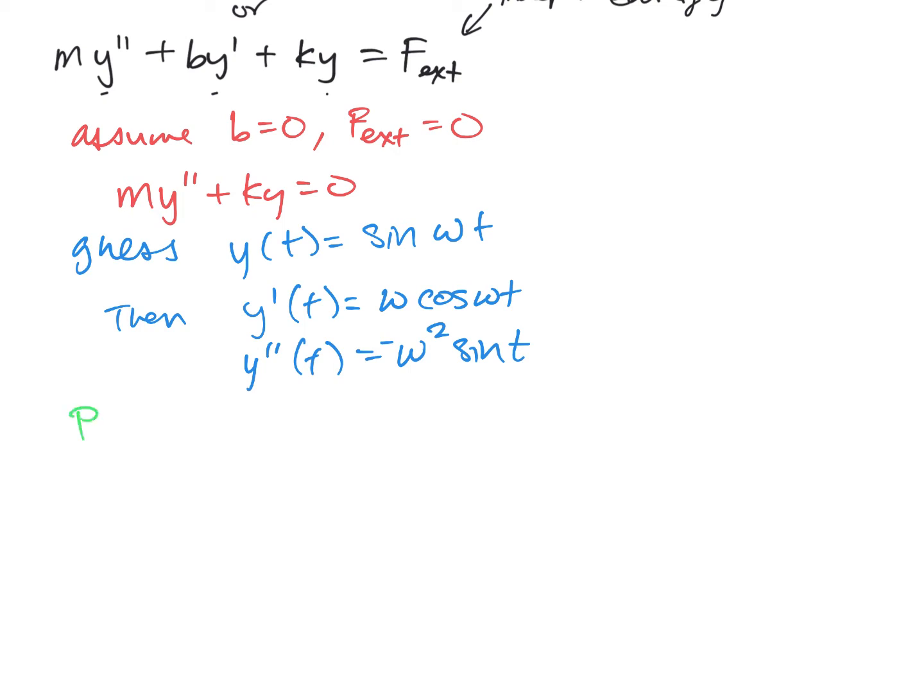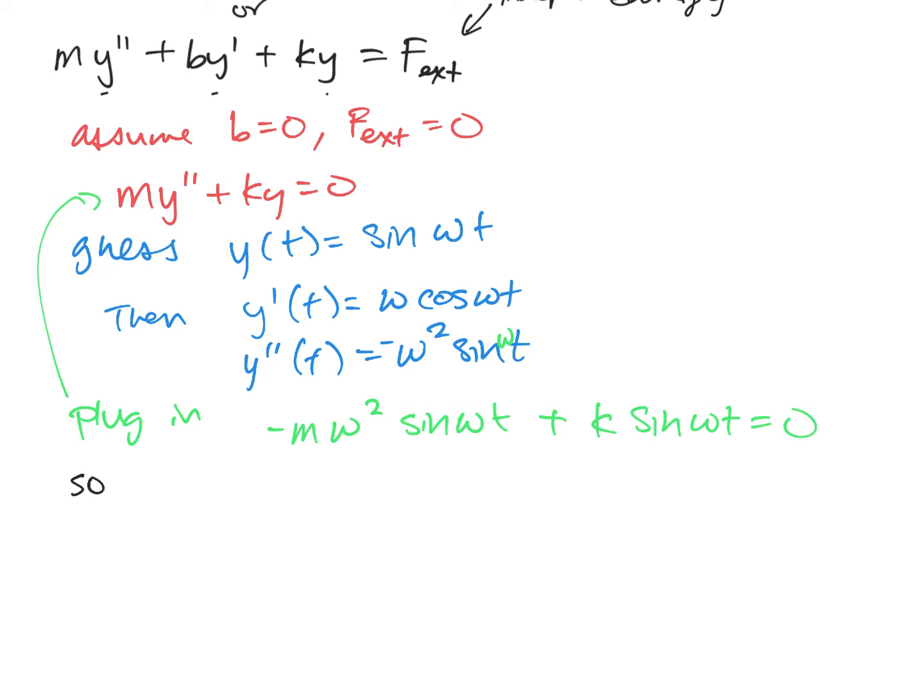So next we plug in, plugging into the red equation. So we get negative m omega squared sine of omega t plus k sine of omega t equals 0.